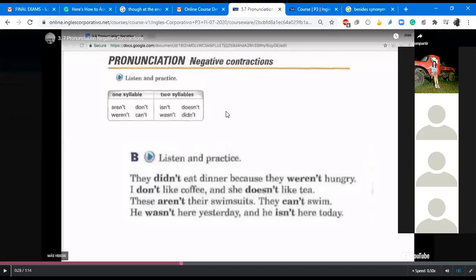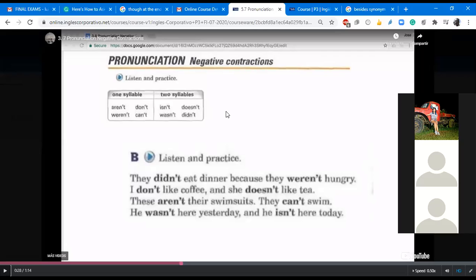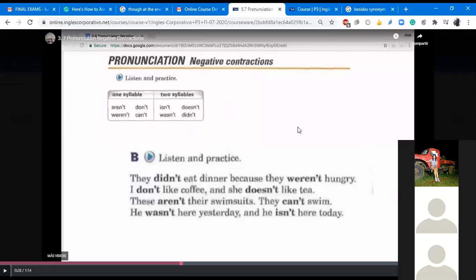Okay. Aren't, weren't, don't, can't, isn't, wasn't, doesn't, didn't. Solo una cosa, teacher, porque no me permitía conectarme. It's okay, no problem. Ahorita voy empezando la clase. Solo la pronunciación. Yes, you have to read these words. Okay, aren't the negative. Well, she's having technical problems, Claudia. And she comes back.